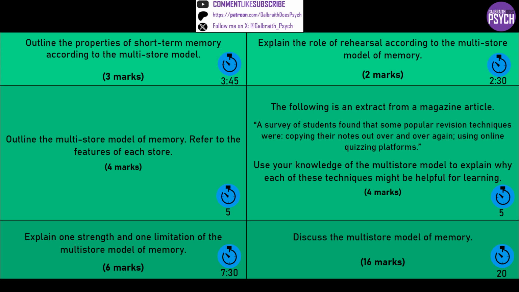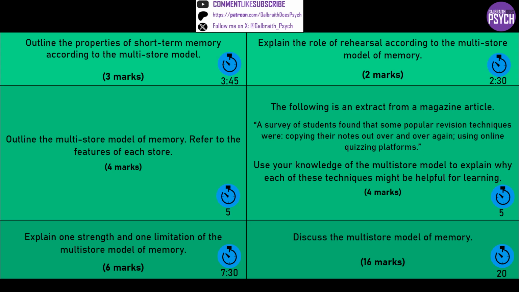Okay, so the first one there, you've got 3 marks and the command word is outlined. So this is just a knowledge question. And what we want to do here is outline the properties of STM. So by properties, you should know that that refers to, and these are the bits that are named on the spec, the encoding, the capacity, and the duration. So it makes sense that that's probably 1 mark per thing there, doesn't it?